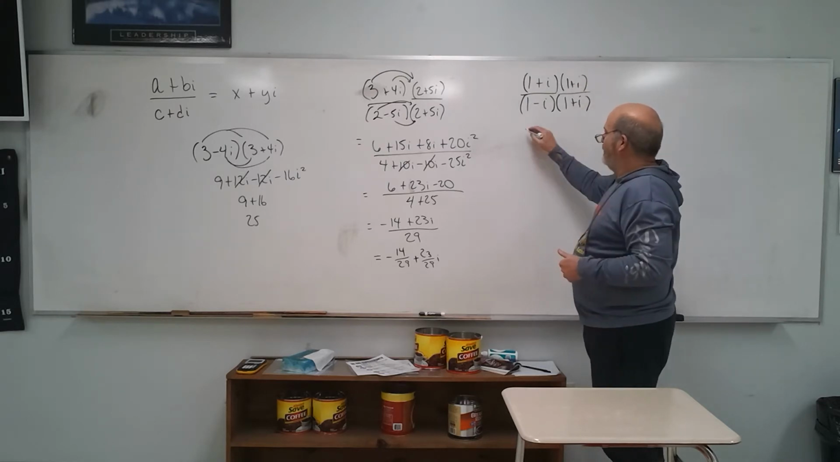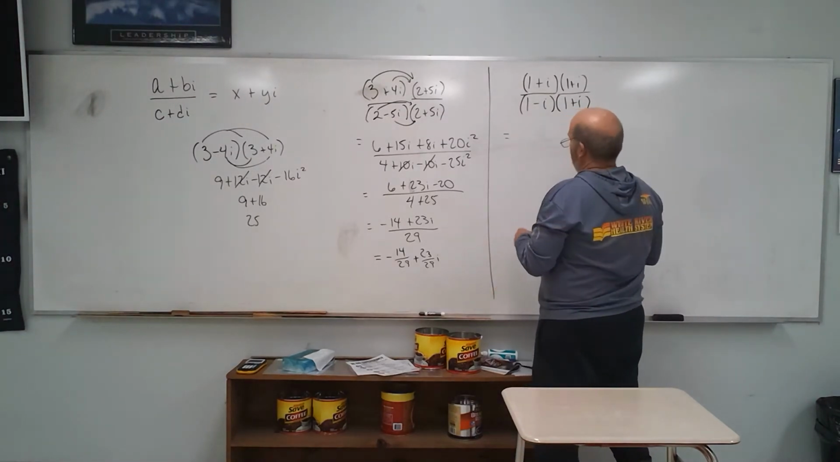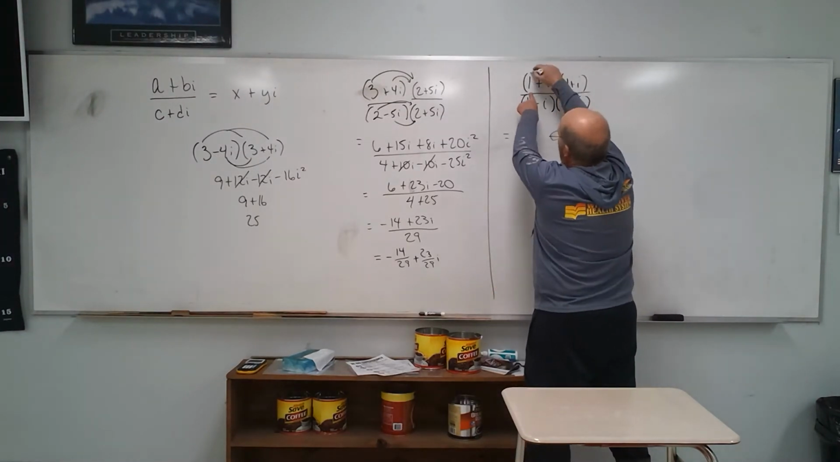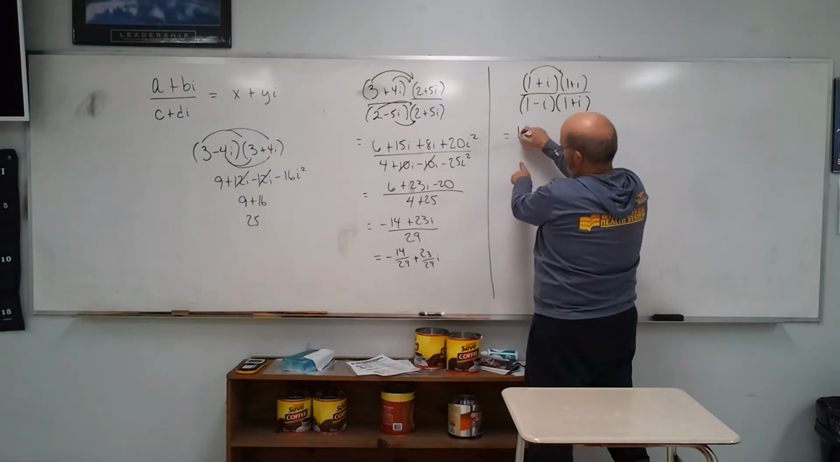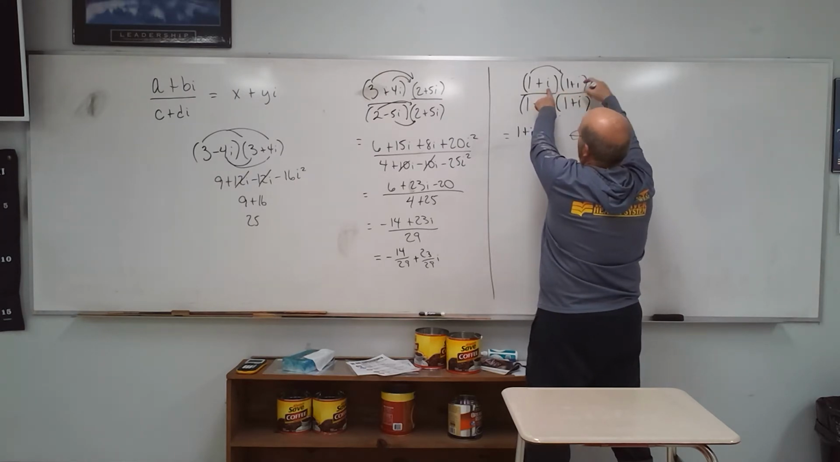And now I'll proceed. Put a line here so we can get this. When I distribute the 1 up top, I get 1 plus i. When I distribute the i, I get 1i plus i squared.